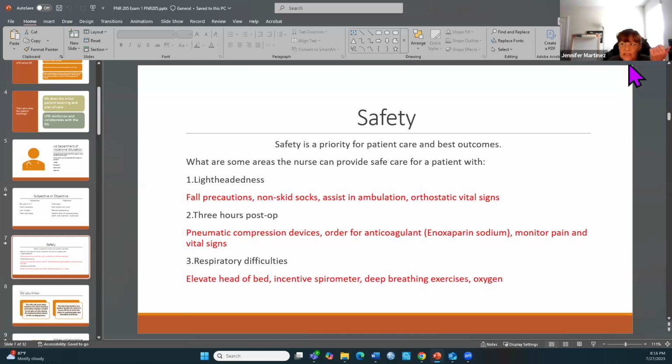Pneumatic compression devices or even anticoagulants, right? Those are there because if somebody's post-op, depending on what type of surgery they had, the extent of that surgery is going to determine how much downtime that patient is going to have. So one of the key factors is preventing DVTs. We don't want to develop any blood clots. So that's the purpose of those pneumatic compression devices and the anticoagulants.